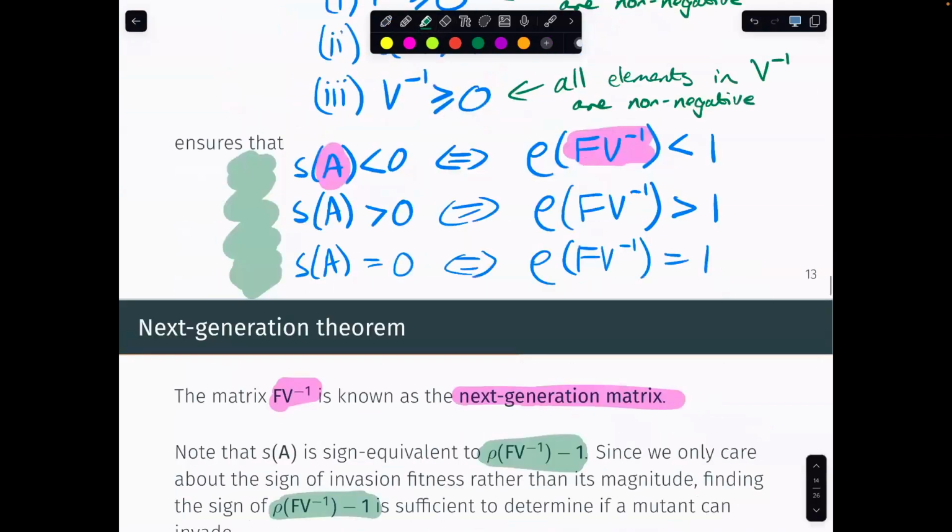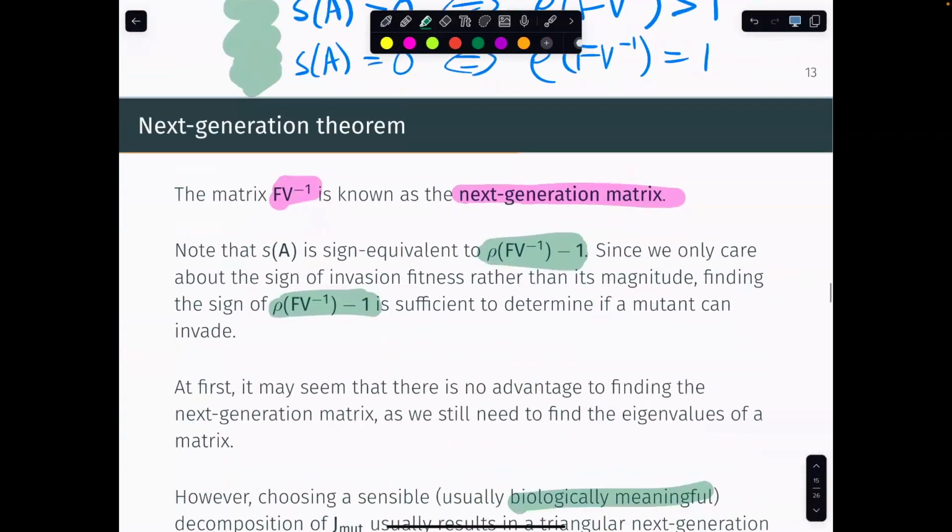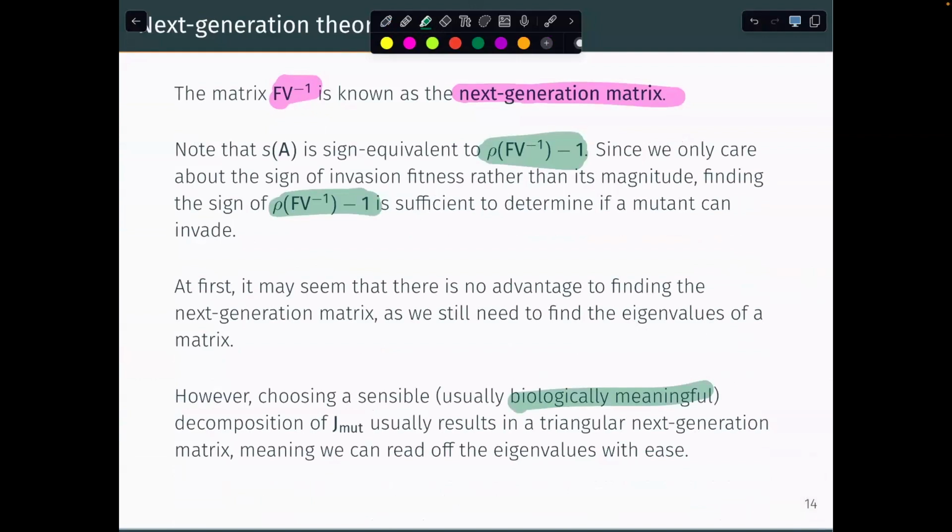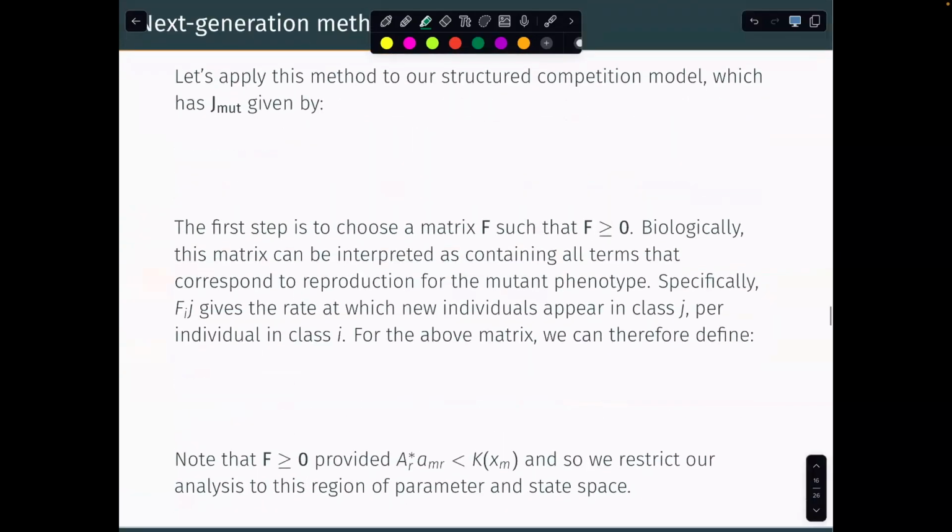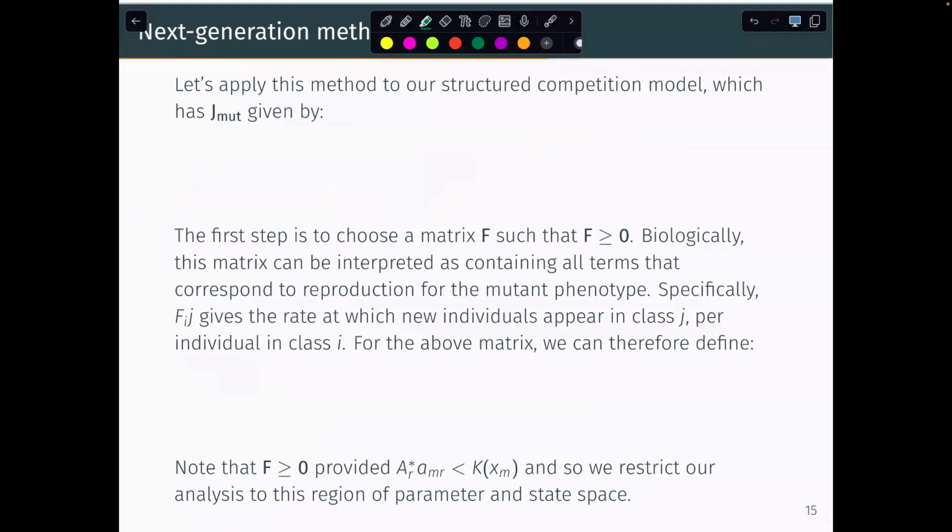So choosing a sensible, by which I mean biologically meaningful, decomposition, the decomposition up here, usually ensures that all of the conditions required for the next generation theorem to be used are actually satisfied. You don't have to make those checks, because if you do things in a sensible way, they are automatically satisfied. And it usually results in a triangular next generation matrix. Okay, so we'll go through an example. Let's have a break for about 10 minutes, and then we'll apply this to our structured competition model and see what happens.